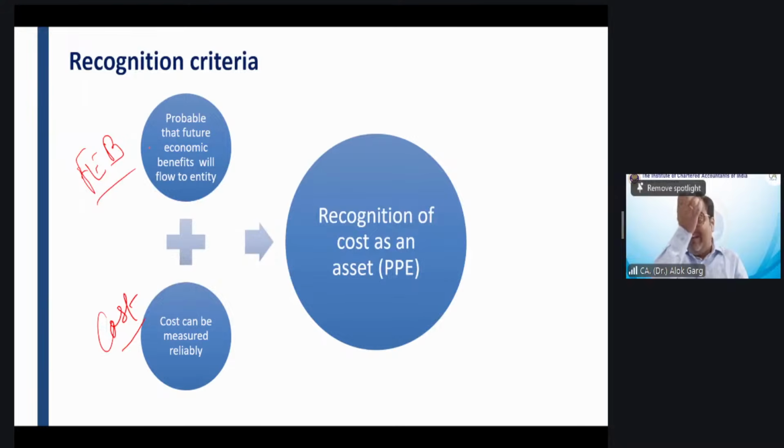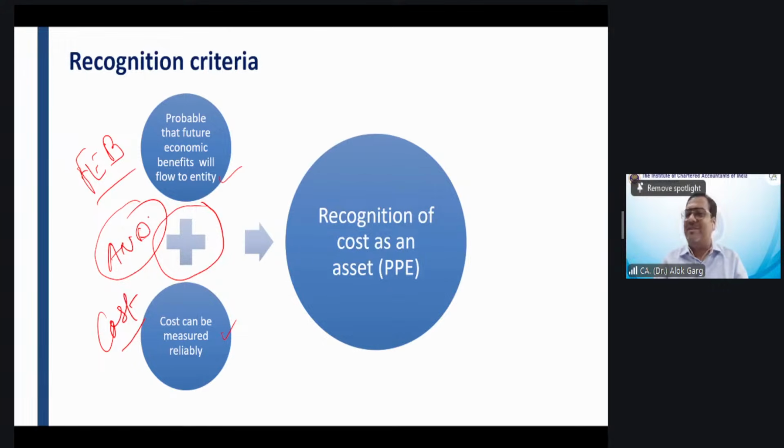This is not an either-or condition. This is both the conditions. Future economic benefit should be probable and cost can be measured reliably. This is and, not or. If these two conditions are satisfied, it will be recognized as a property, plant and equipment. Okay, clear?